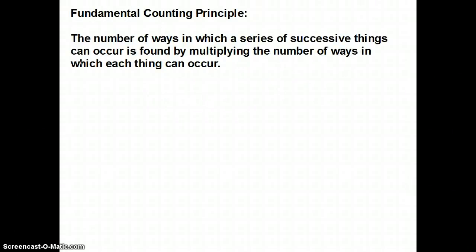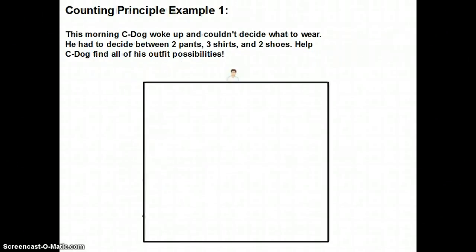The fundamental counting principle says the number of ways in which a series of successive things can occur is found by multiplying the number of ways in which each thing can occur. Let's apply that to our first example.